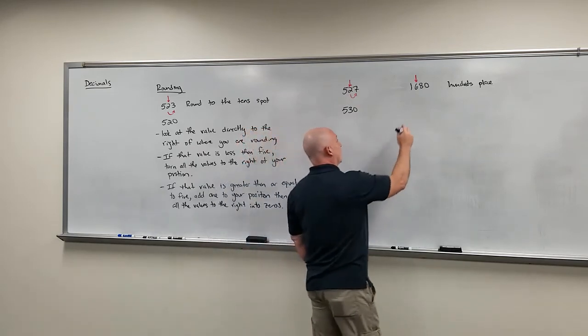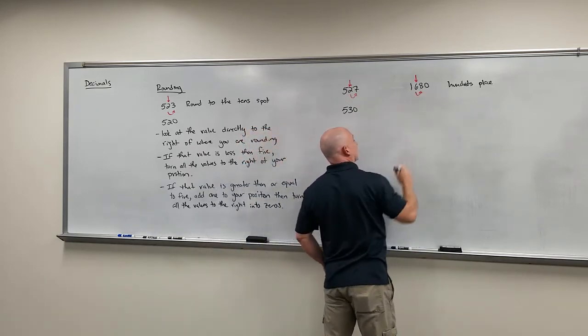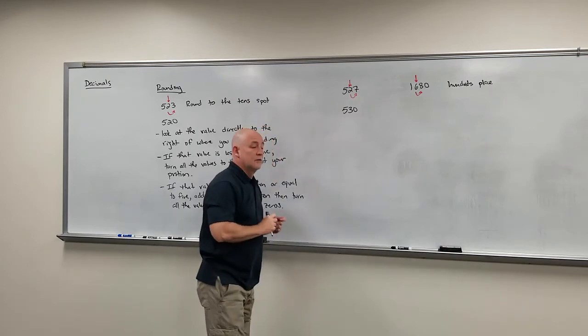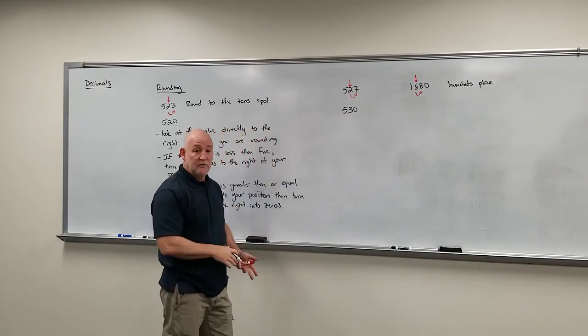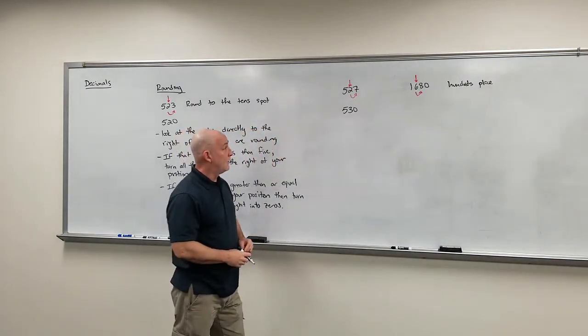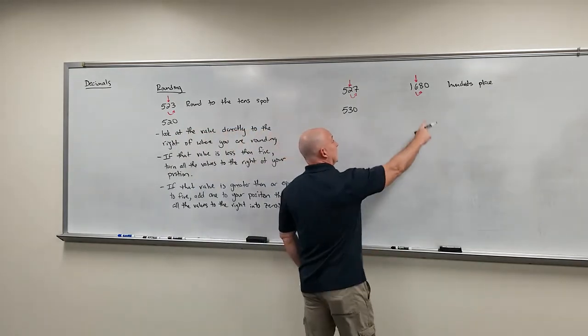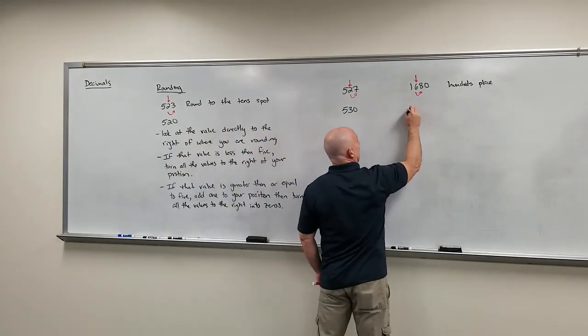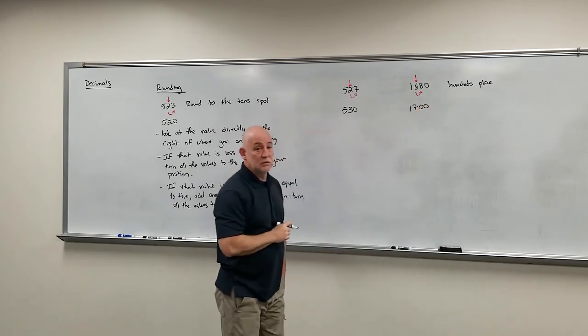So we look directly to the right of that position. Is the number directly to the right of that position less than 5 or greater than or equal to 5? Well, in this case, it's greater than 5, so we add 1 to the position we're in, and everything else to the right gets turned into zeros.